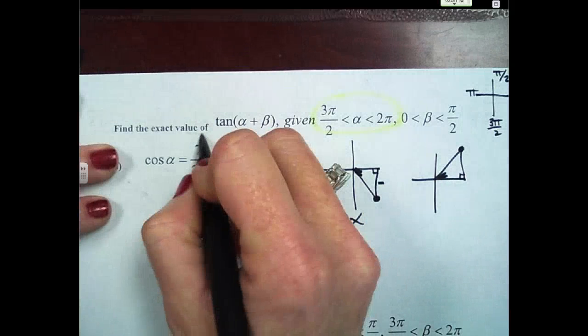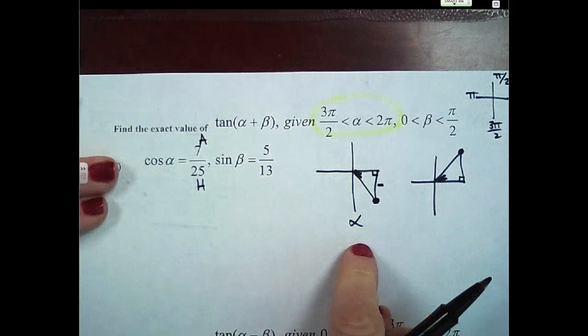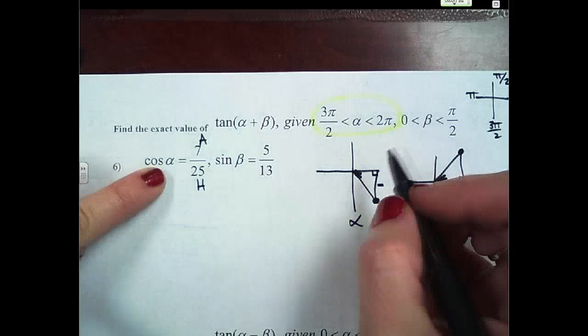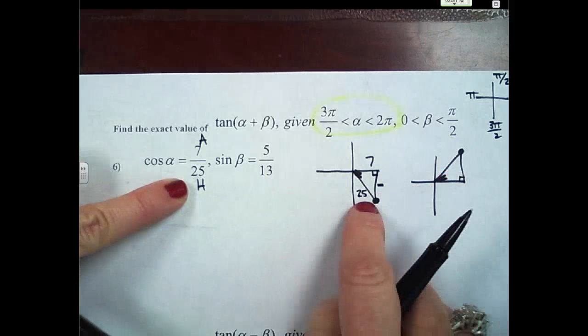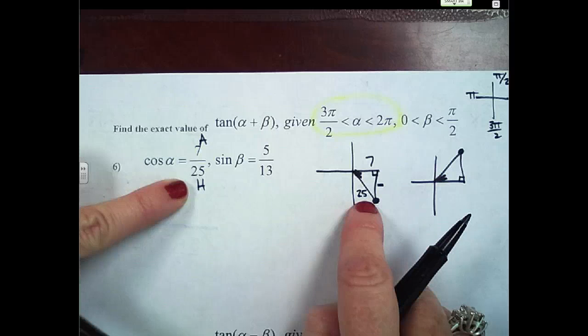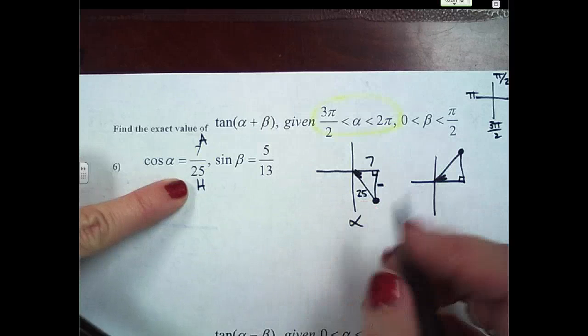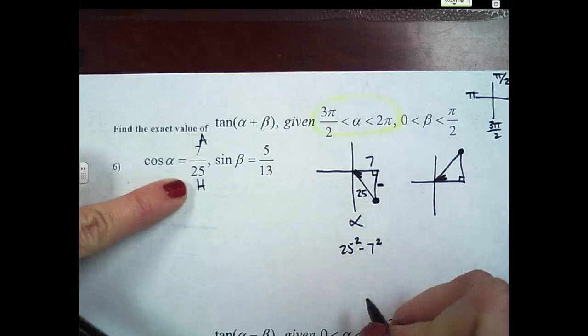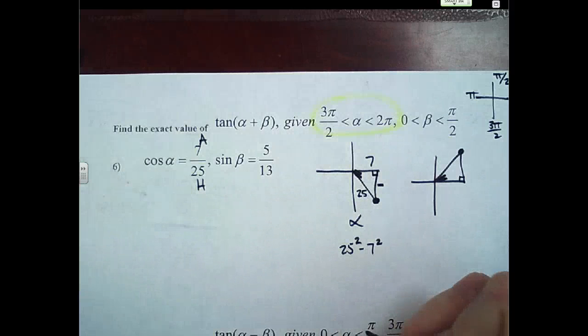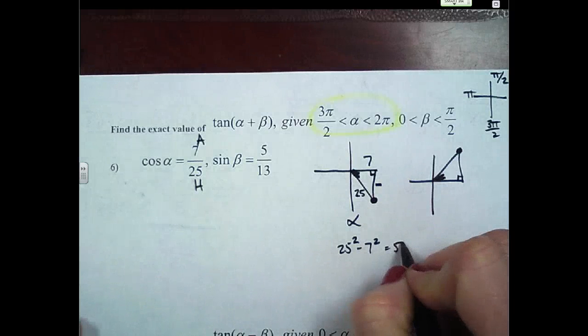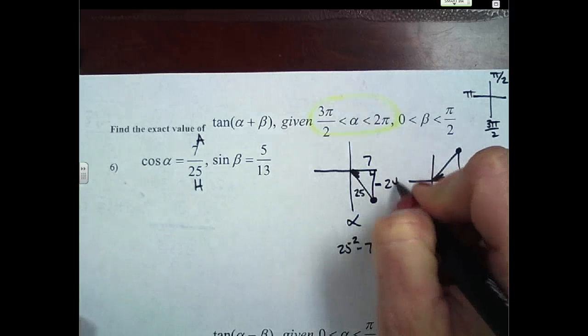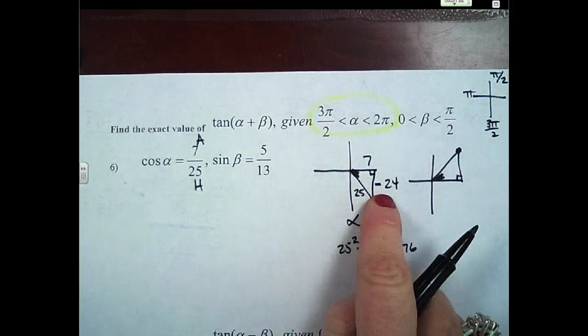Cosine is adjacent over hypotenuse on alpha. So adjacent's always the x value. So there's your 7. And your hypotenuse is 25. You can use Pythagorean theorem to find the missing leg. You've got a hypotenuse and a leg. So we want to do 25 squared minus 7 squared. Okay, and then you take the square root of your answer. So what is 25 squared minus 7 squared, guys? 576, and you take the square root and you get 24. It is a negative 24. If you forgot your negative, you're gonna miss the problem.